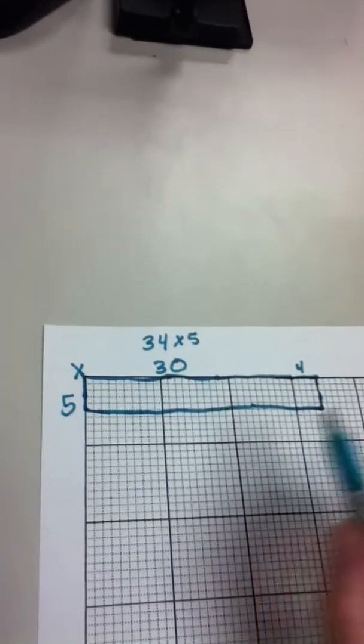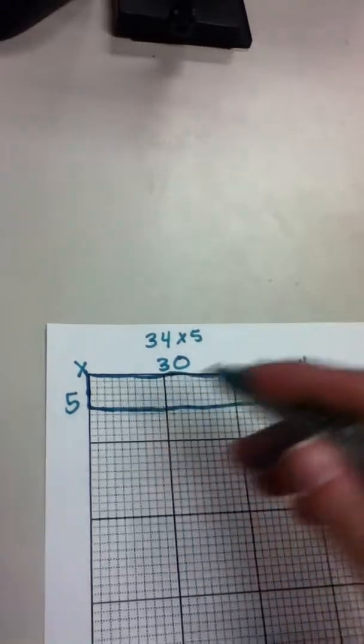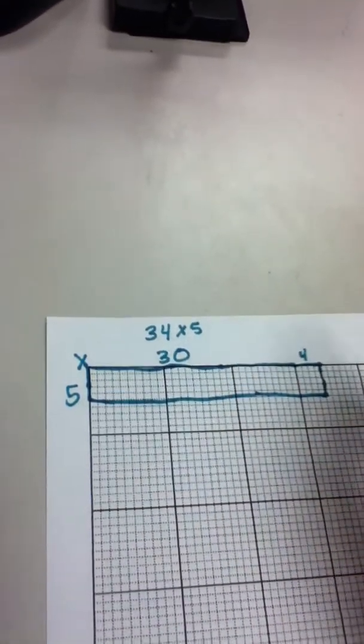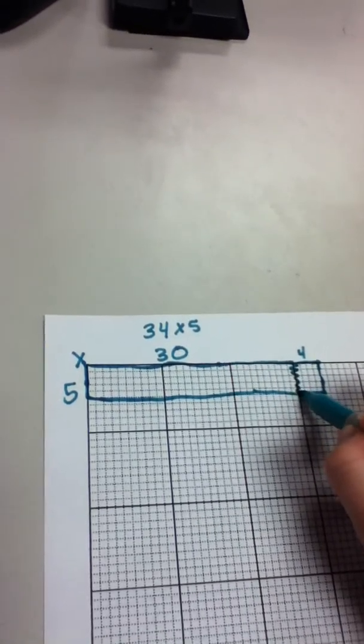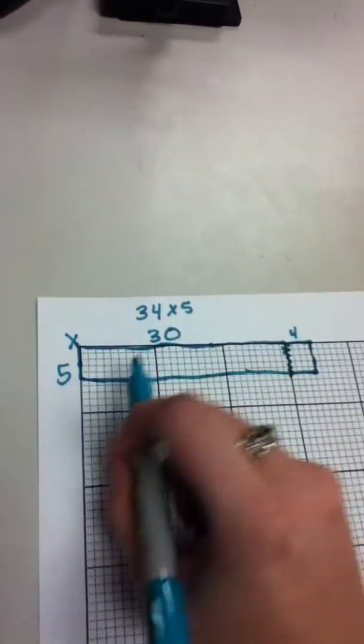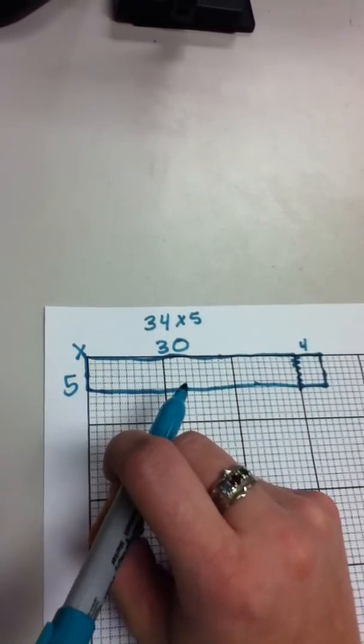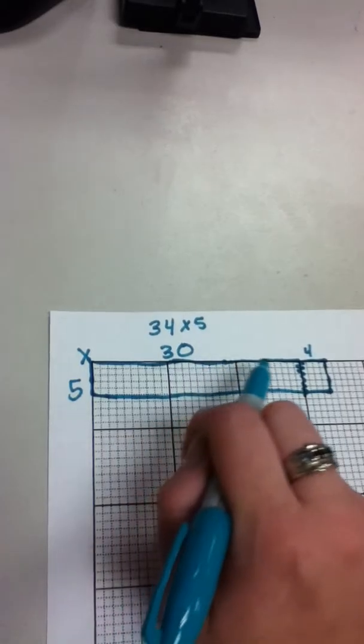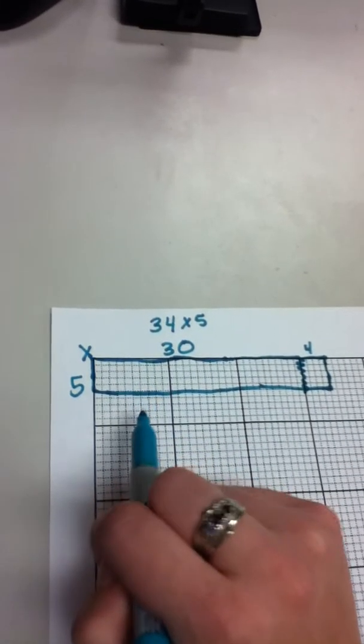Okay, and I talked to the kiddos about partitioning. So partitioning this, breaking this into parts. So we have 30 and 4, so I just talk about adding a little break there. And I look at this, and these are all of my 10 rods. So what I have is a line of 30 here, 5 times.